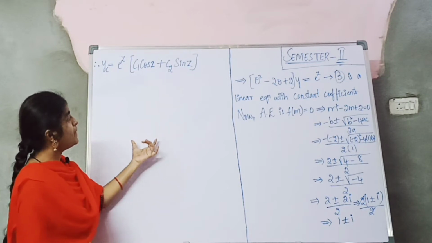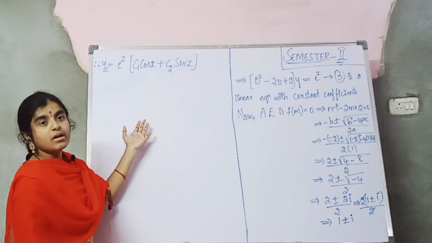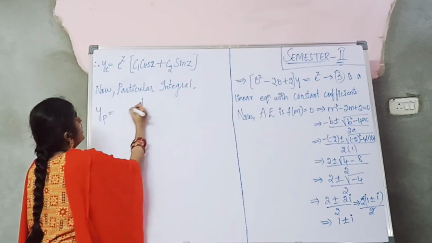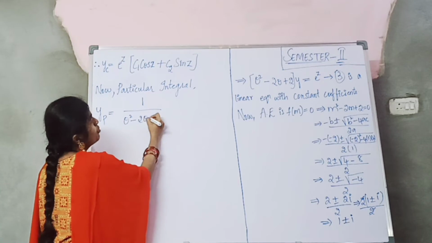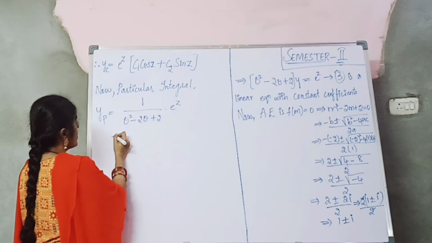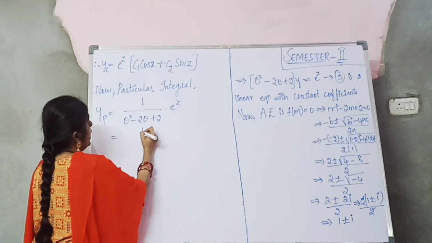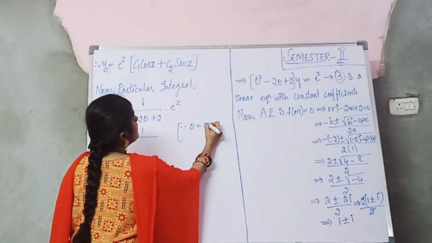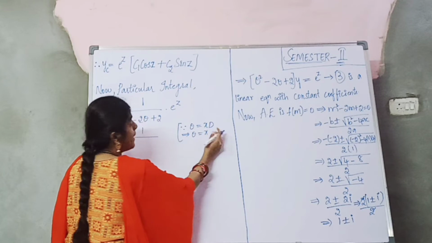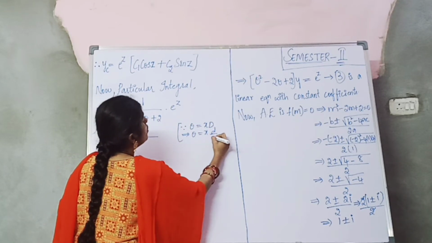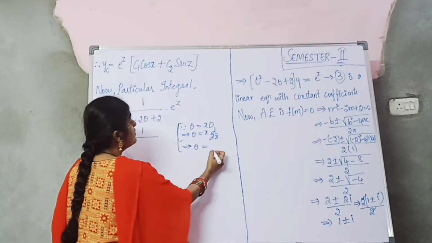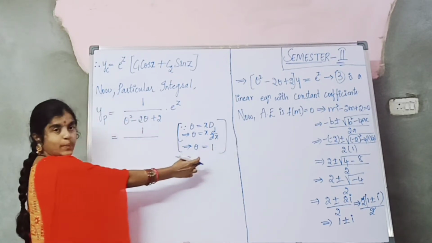So after finding the complementary function, what we have to find? Particular integral. Now the particular integral yp equals to 1 by theta square minus 2 theta plus 2 into e power z, which is equals to 1 by this here theta equals to xd. That implies here theta equals to d means capital D equals to d by dx. So x into d by dx. So that implies here theta equals to differentiation of x, how much? 1. So here theta equals to 1.